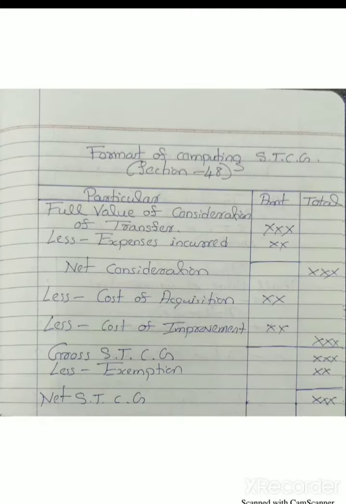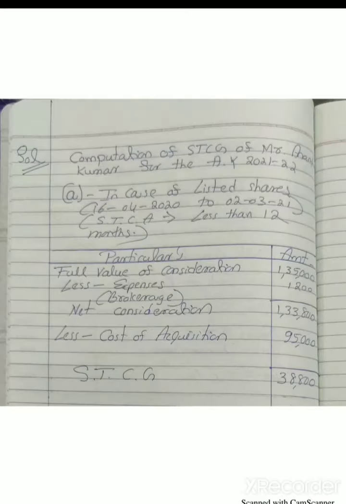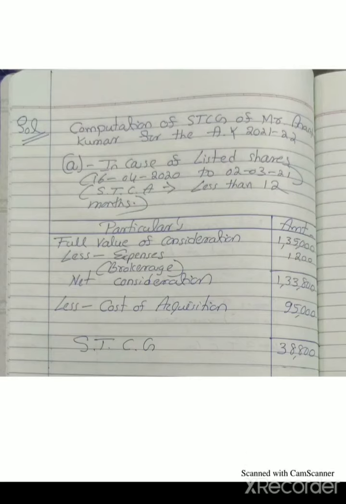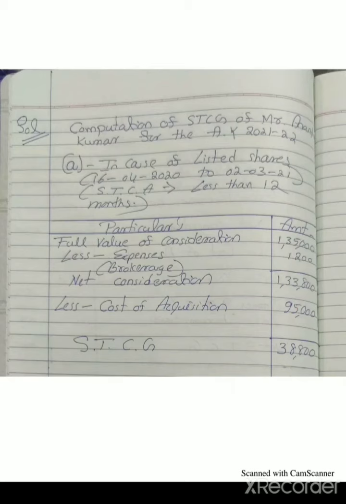So we already know this is the format of computing short-term capital gain. Computation of short-term capital gain of Mr. Anand Kumar for the assessment year 2021-22. In case of listed shares, before computing, we have to identify whether the asset is a short-term capital asset or long-term capital asset. From 16/4/2020 to 2/3/2021, it is less than 12 months. So this listed share is a short-term capital asset.